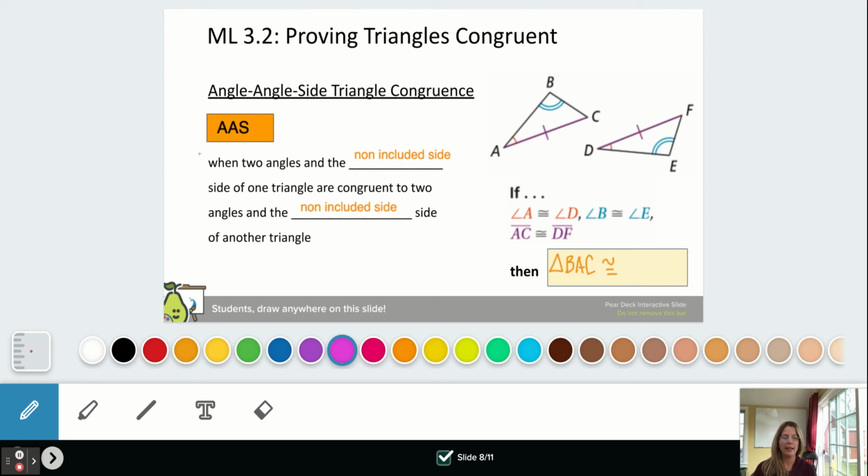Angle, angle, side. So this says when 2 angles, like that are shown, and the non-included side of one triangle are congruent to 2 angles and the non-included side of the other triangle, then these triangles are congruent by angle, angle, side. And so let's write our congruent statement here. Triangle BAC. Notice I went the angle with the 2 loops, the 1 loop, and then the side, is congruent to triangle, 2 loops, 1 loop, and side, EDF.